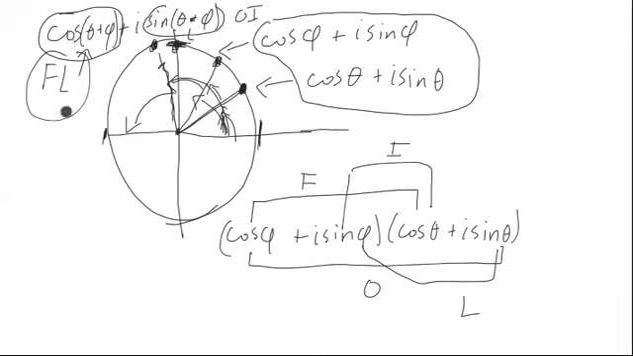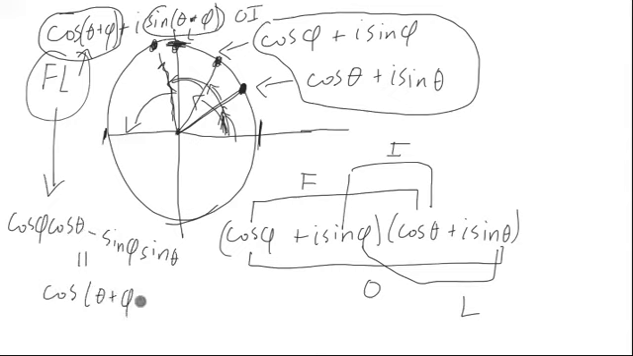So right here, what is cosine of theta plus phi? Well, that would simply be the FL. So cosine of phi, cosine of theta, that's F, and then we add L to it. Now, L is i sine phi times i times sine theta, and i times i is -1, so we actually get negative sine phi sine theta. So we get an identity. This right here is equal to the cosine of theta plus phi.